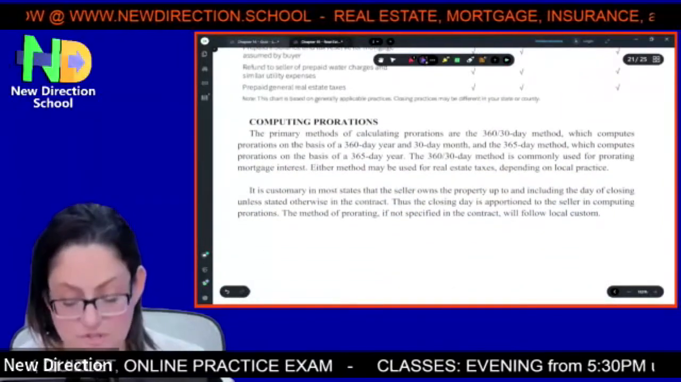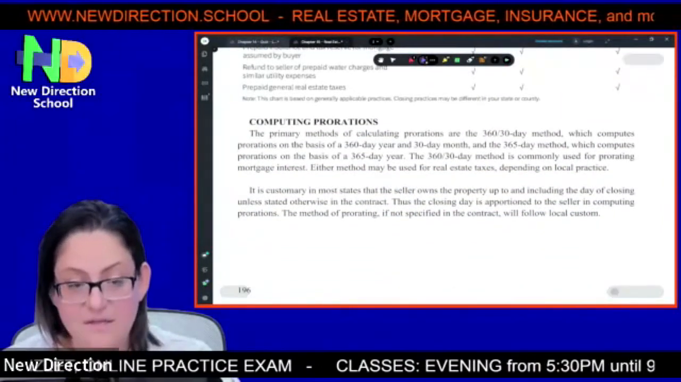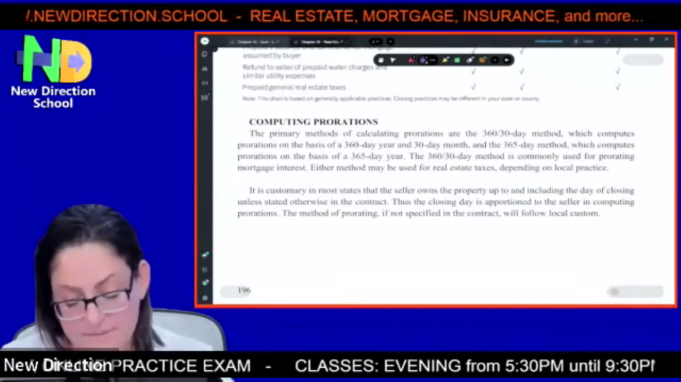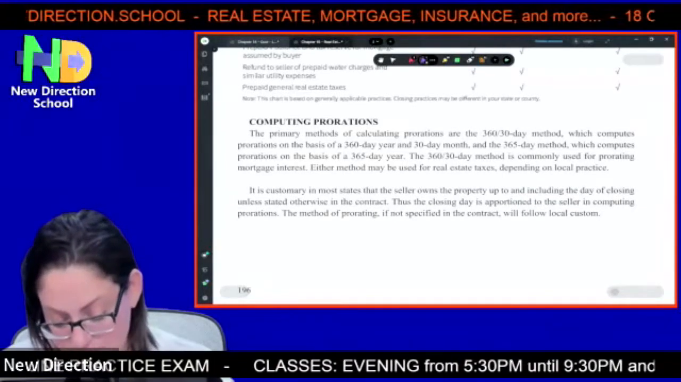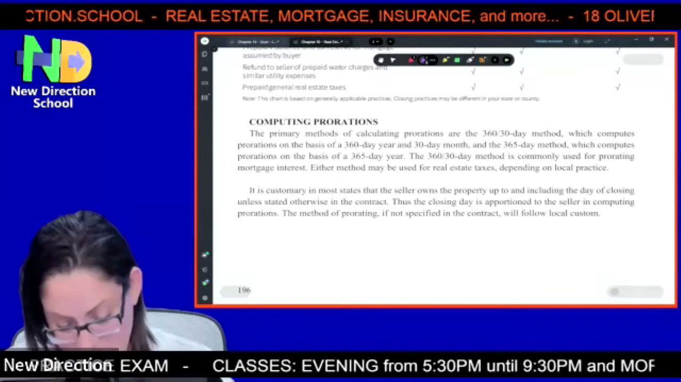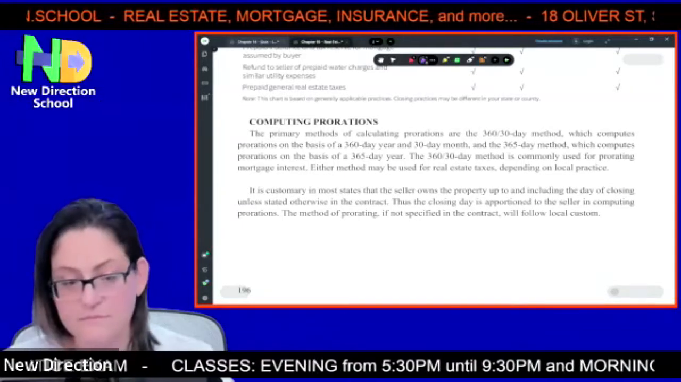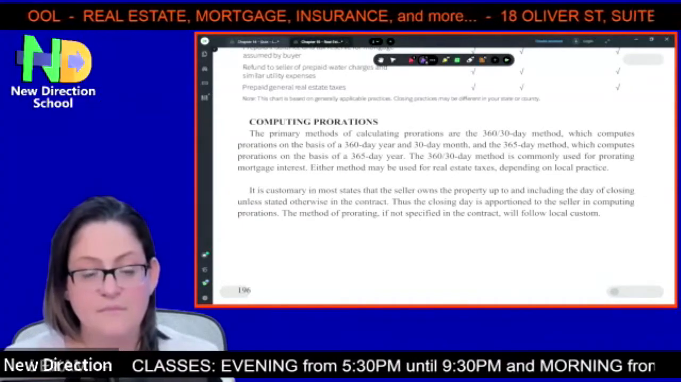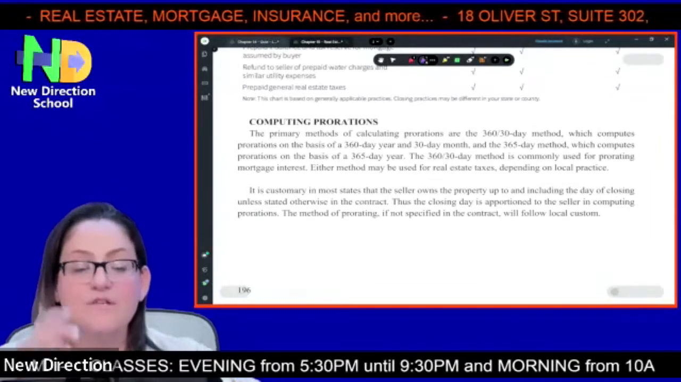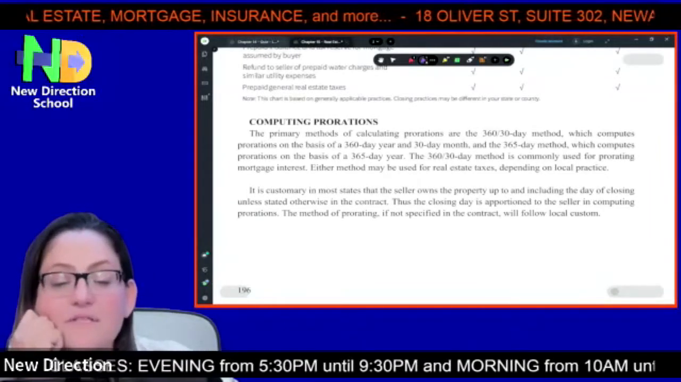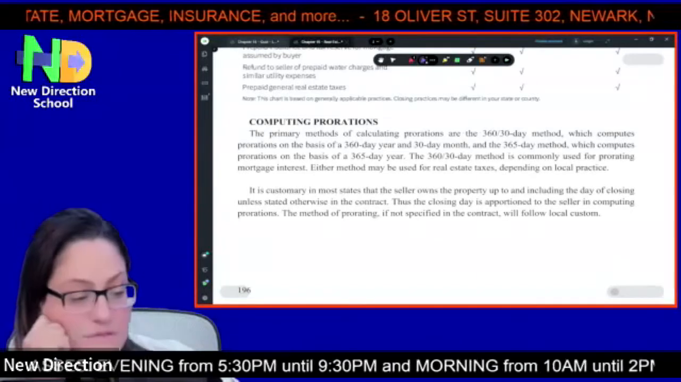Computing prorations. Now we're going to look at prorations here. It says the primary methods of calculating prorations.